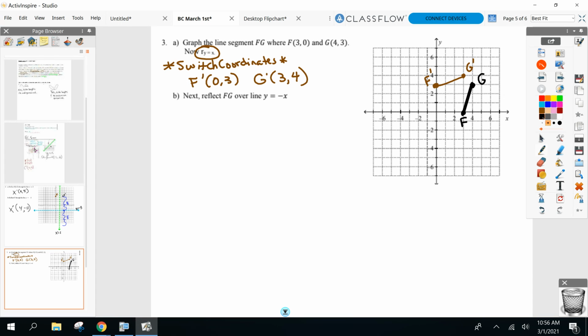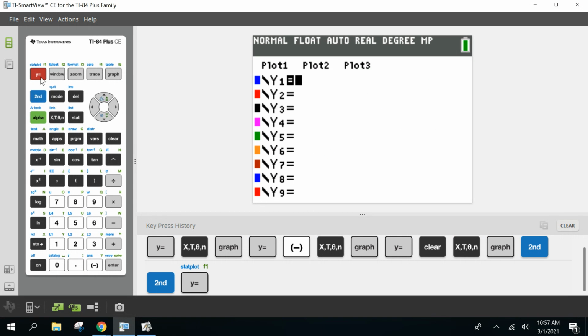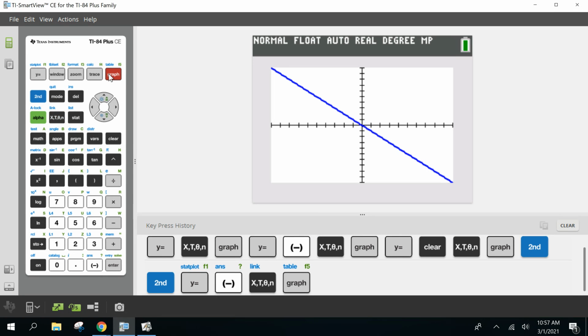Now I want you to reflect over the line y equals -x. The original coordinates F and G over y equals -x. Well, what's that line look like first? Remember, that was y equals x. Now y equals -x, going the other way. Now we're going the other direction. We're having a negative slope now.